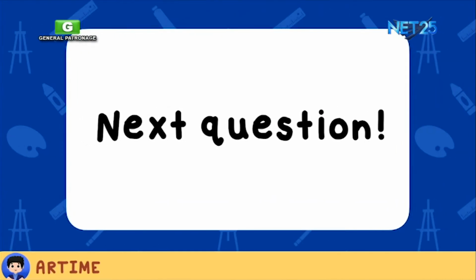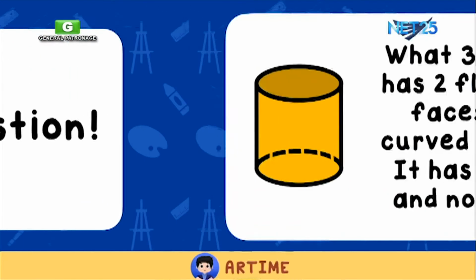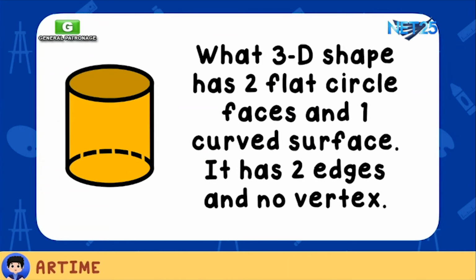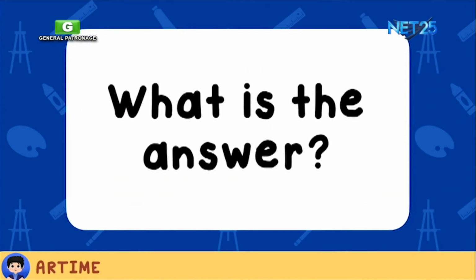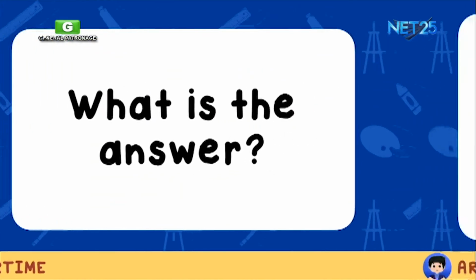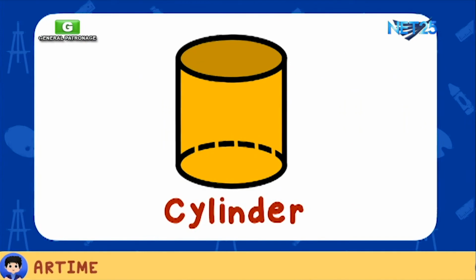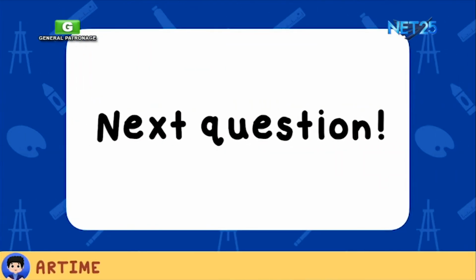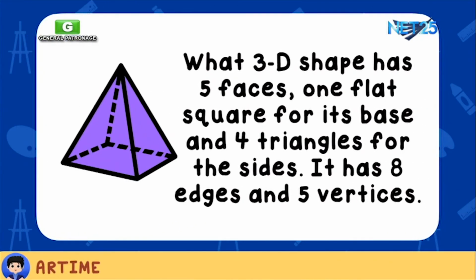Next question. What 3D shape has 2 flat circle faces and 1 curved surface? It has 2 edges and no vertex. What is the answer? A cylinder.